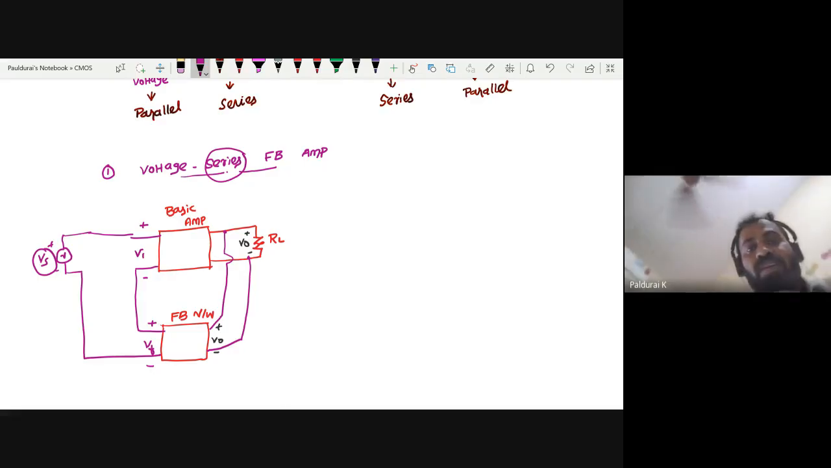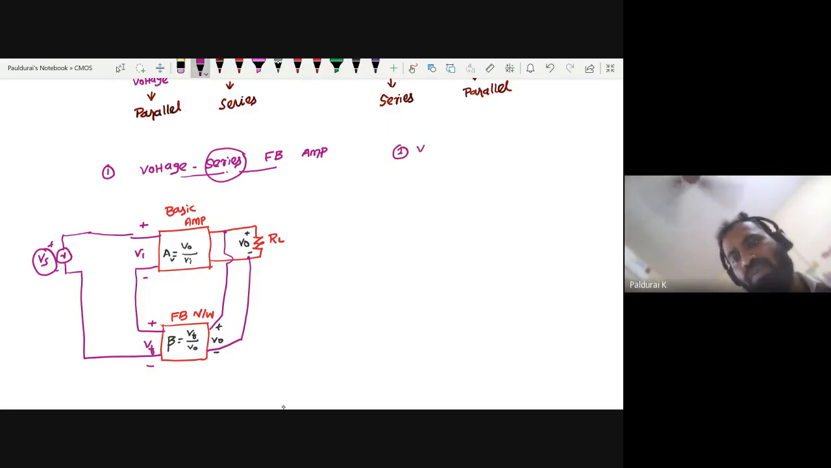Here, what is the gain for this basic amplifier? The output is voltage, input also voltage. If you want, you can name it as A sub V. What is the feedback factor beta? Output is voltage, input also voltage. Now can you sketch the remaining three?